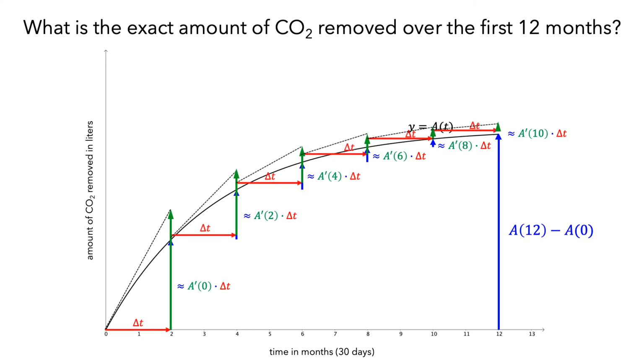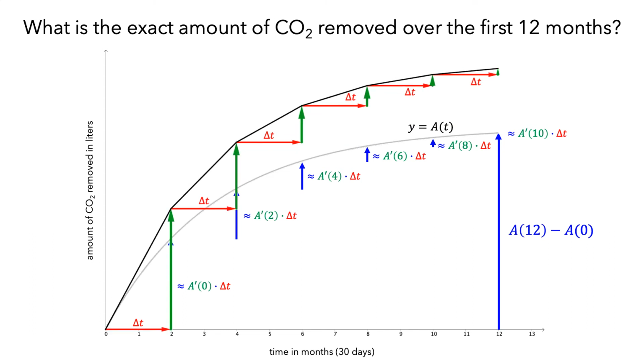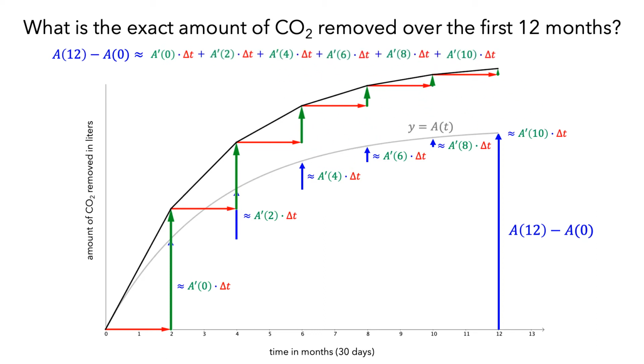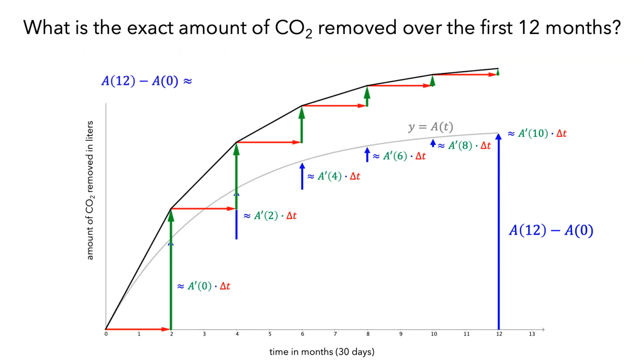And we can combine these approximations to get an approximation of the total amount of CO2 that is removed. So the exact amount of CO2 removed over the first 12 months can be approximated by the sum of the changes in the amount of CO2 removed over successive 2-month intervals from 0 to 12 months. We can express this sum using summation notation like this, where delta t is equal to 2 months. So, for example, when k is equal to 1, we'd have A prime of (1 minus 1) times 2, times 2, which is equal to A prime of 0 times 2, which was the first term in the sum.